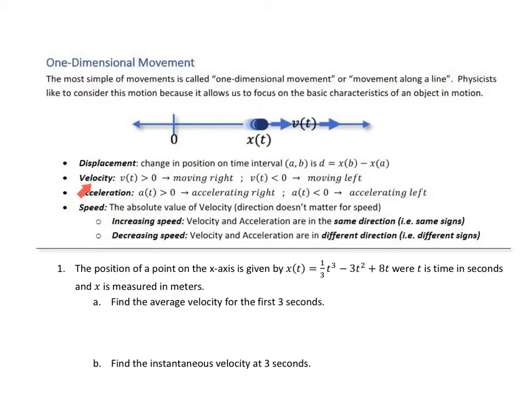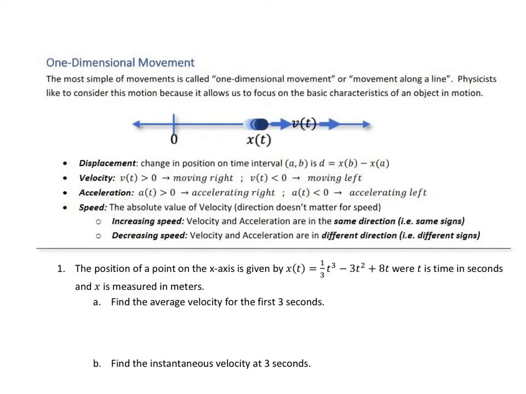Then velocity is the derivative of position. Change in position is velocity. If the velocity is positive, the thing is moving right. If the velocity is negative, then it's moving left. So velocity's sign tells us left or right. And then the change in velocity is acceleration, so the derivative of velocity is acceleration. If acceleration is positive, it's accelerating right.